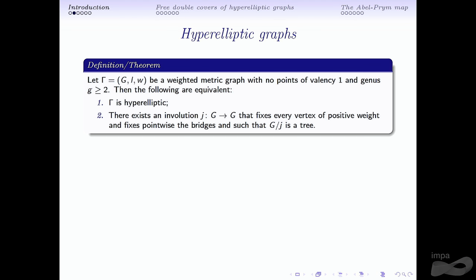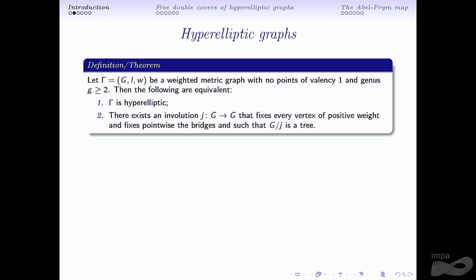I will now talk about hyperelliptic graphs. I'm not stating the definition of a hyperelliptic graph because it involves the divisor theory on graphs, but I will give this definition/theorem. If we consider a weighted metric graph with no points of valency 1 and genus at least 2, then gamma is hyperelliptic if and only if there exists a length-preserving involution on the graph such that it fixes every vertex of positive weight, fixes pointwise the bridges, and the quotient is a tree.